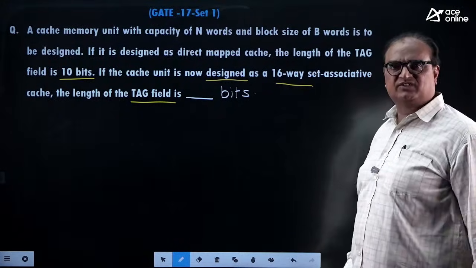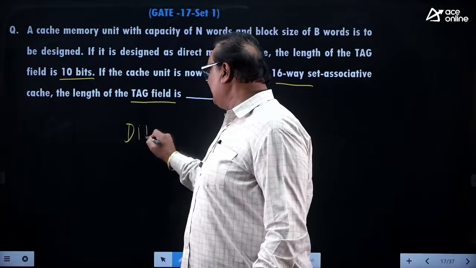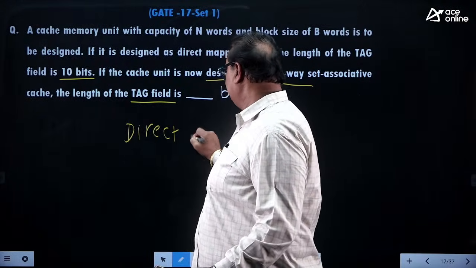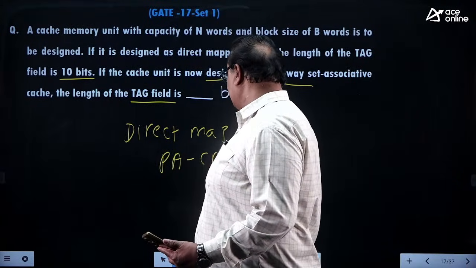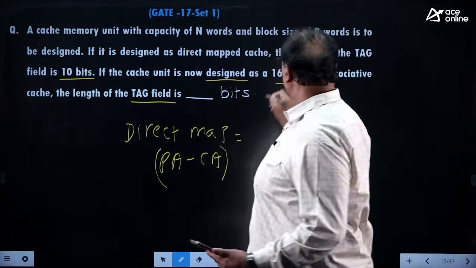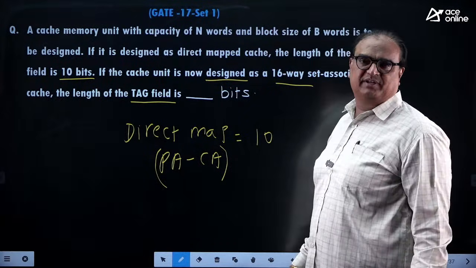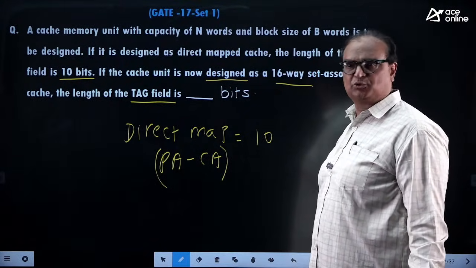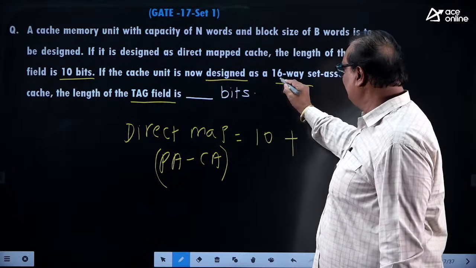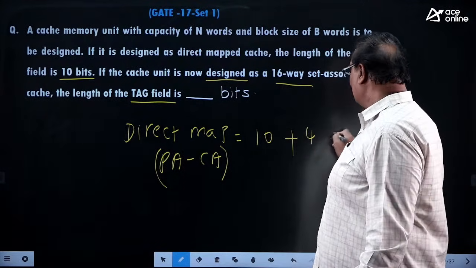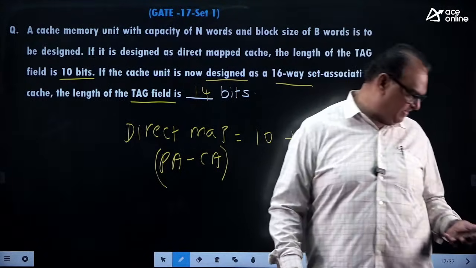For solving these questions, first you should compute the tag field size for direct map. If it is direct map cache, already we know it is nothing but PA minus CA when physical address and cache address are given. It is nothing but 10 bit. And for finding the tag field size for n-way set associative, PA minus CA plus log n. What is n here? Associativity 16, log 16 means 4. So answer is 14. Next, come to next question.